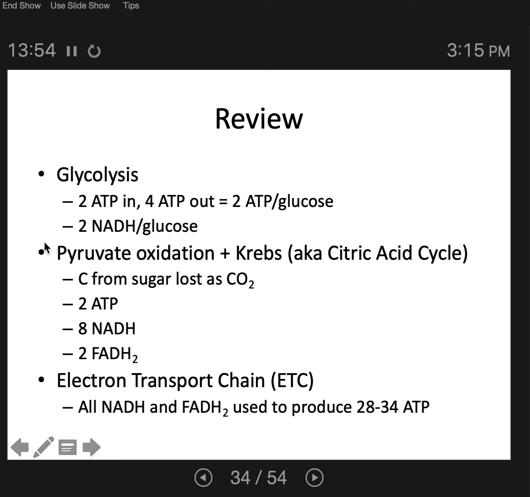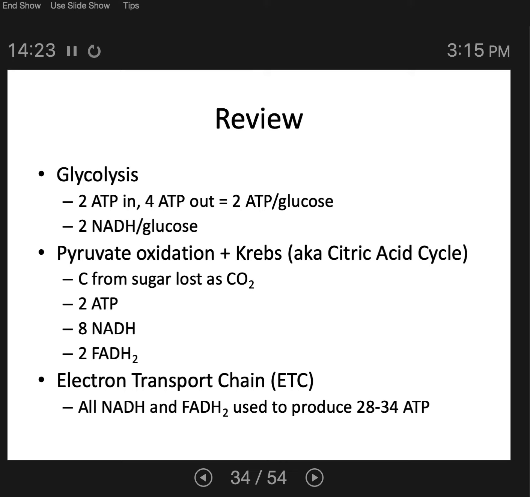Second step, Krebs cycle, or the citric acid cycle. All the carbon from the sugar is lost as carbon dioxide, which you will then exhale. 2 ATP are generated, so not that much. But the main purpose of this is loading up those electron carriers with high energy electrons. So 8 NAD pluses are loaded up with electrons to become 8 NADH. 2 FADs are loaded up with electrons to become 2 FADH2s.